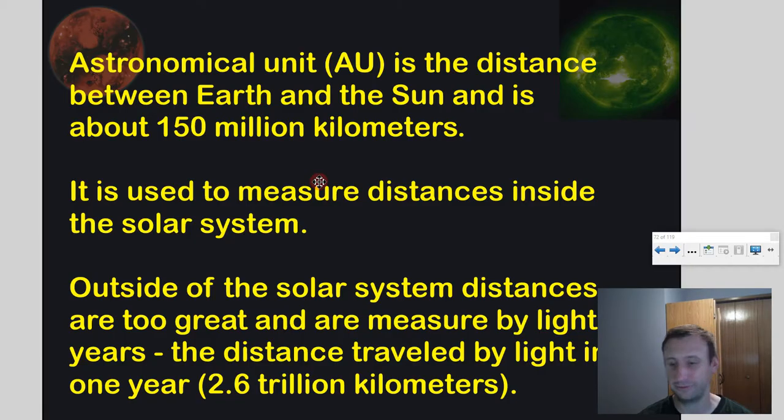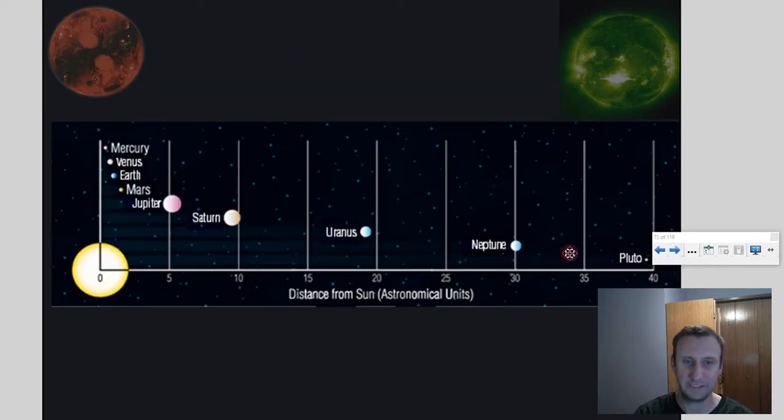And by the way, you don't have to memorize 150 million or 2.6 trillion kilometers. Just know that a light year is how far light would travel in 1 year. And that's really useful for things outside of our solar system.